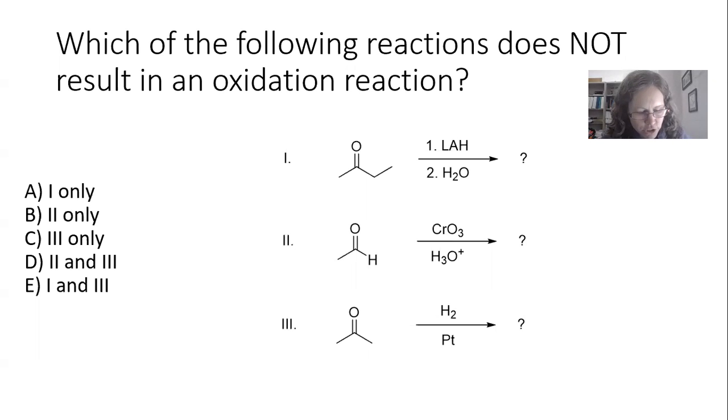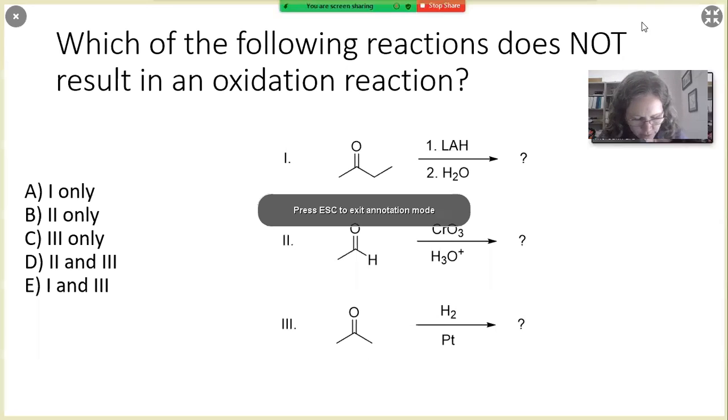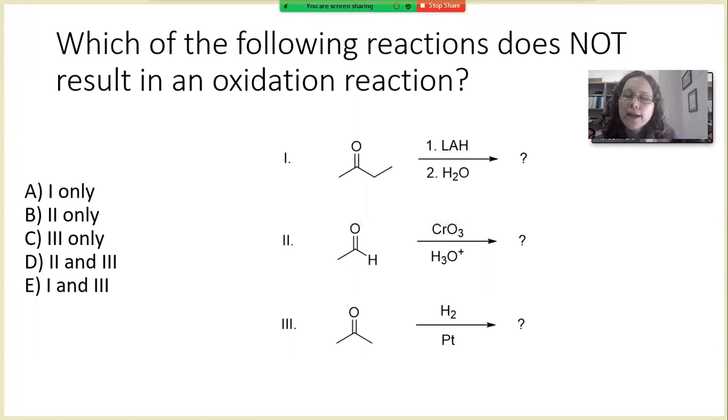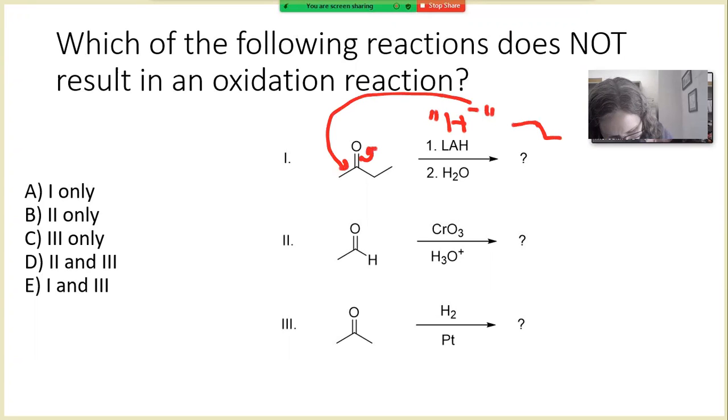I'll show you what I mean by that in the example. So let's look at the 3 reactions. Reaction number 1 has a ketone reacting with LAH and water. LAH is, for our purposes, essentially an H-. So H- will come in and attack. We open that up into an O-. We've added a carbon to hydrogen bond.